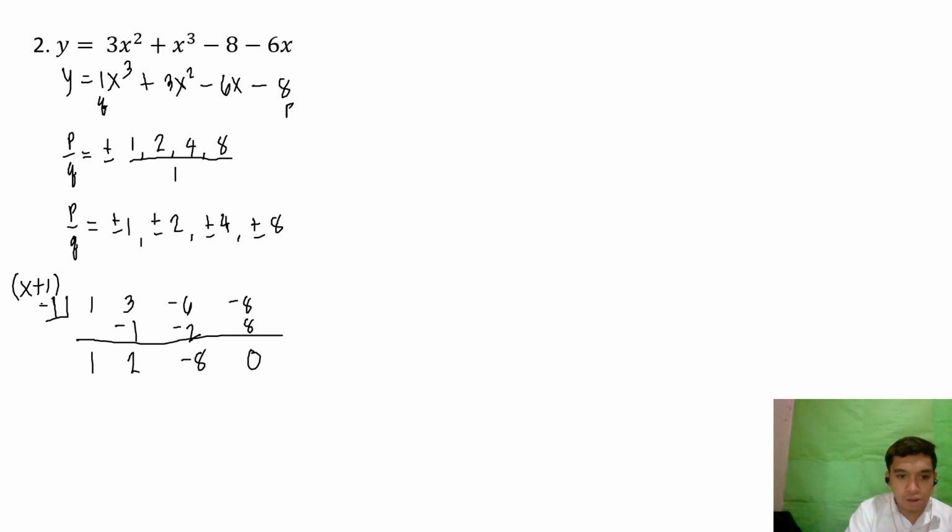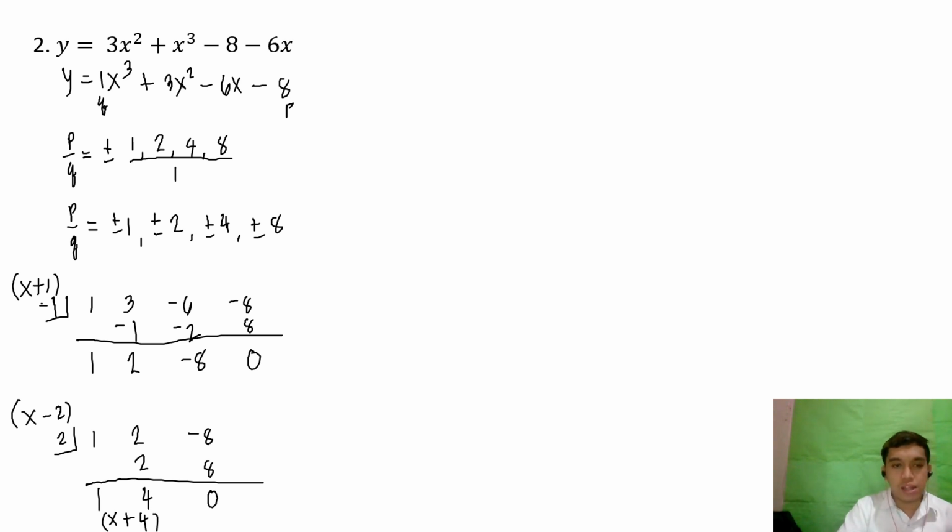Then, gamitin natin itong 1, 2, at saka negative 8. So, gumamit tayo ng positive 2 as our divisor. Ayan, positive 2. So, bring down 1. 1 times 2 is 2. Then, 2 plus 2 is 4. Then, 4 times 2 is 8. So, negative 8 plus 8 is 0. Okay, so ito ay x minus 2. At ito naman ay x plus 4.